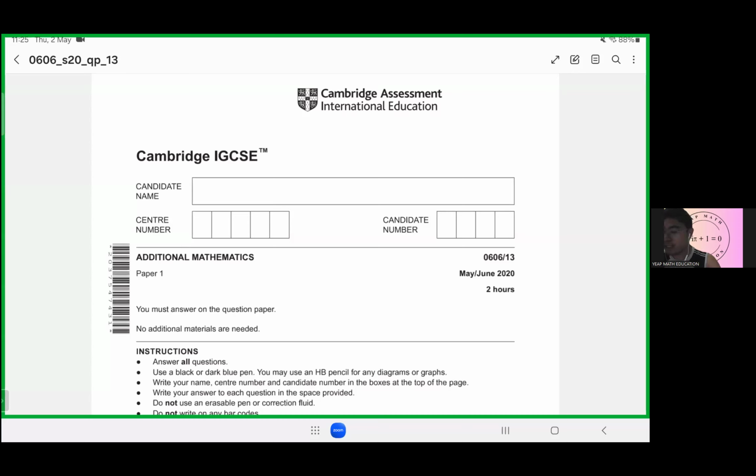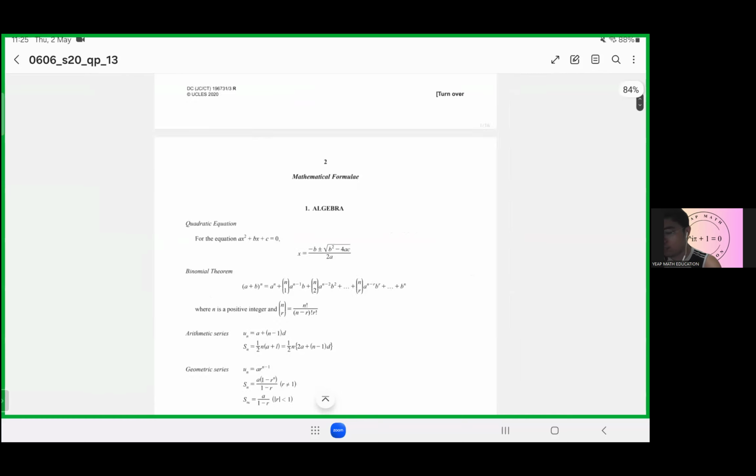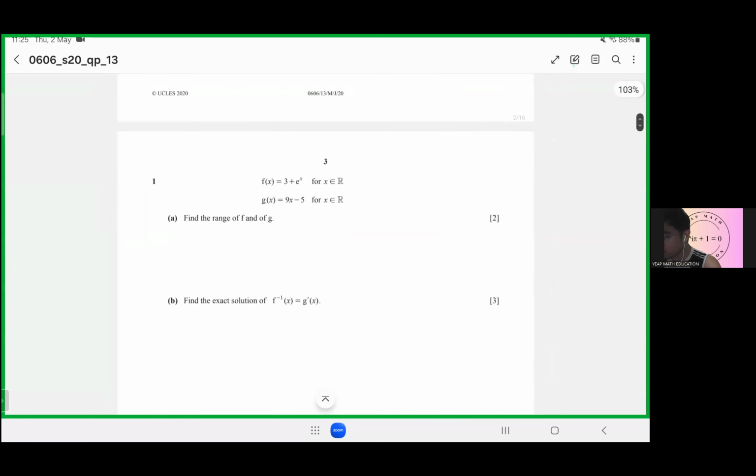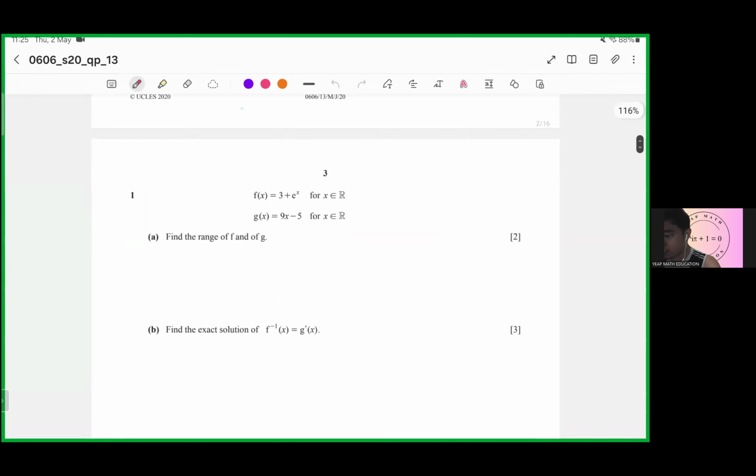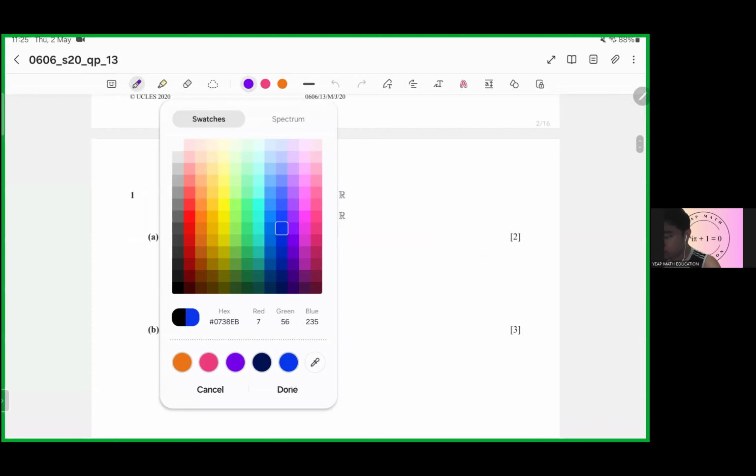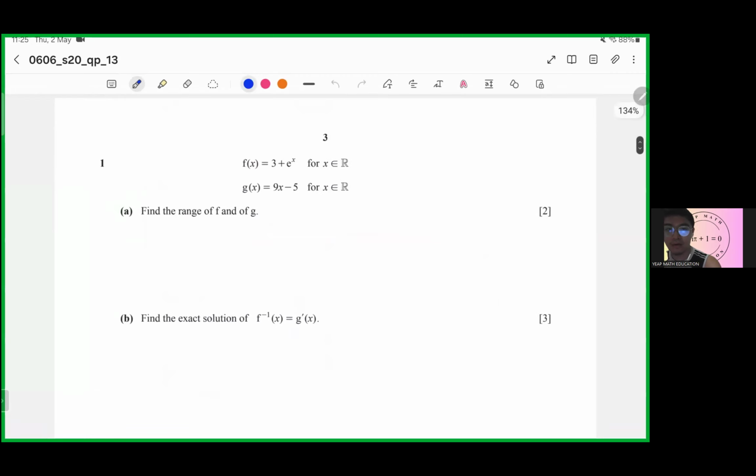So today we will discuss the Cambridge IGCSE Additional Mathematics Paper 1, May/June 2020. Now we look at question 1. Question 1 is related to functions. Now we look at question A: find the range of f and of g.